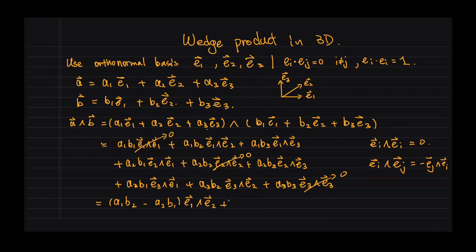And the same story carries on. We focus on E2 wedge E3. It's A2 B3 E2 wedge E3, and then minus, now it's this one, A3 B2. A3 B2. We write it into E2 wedge E3.